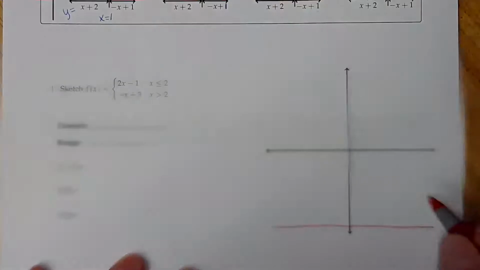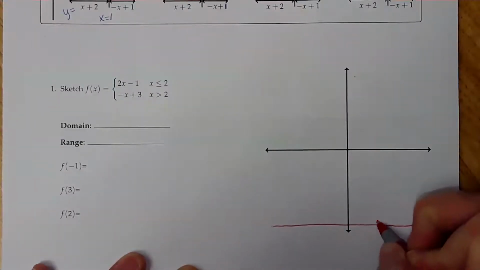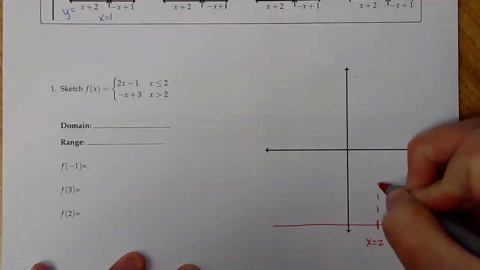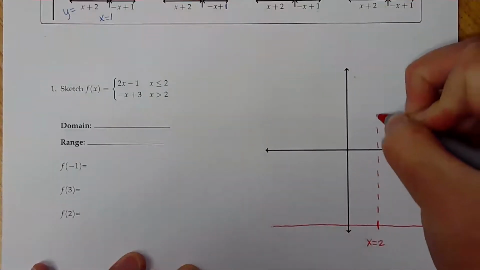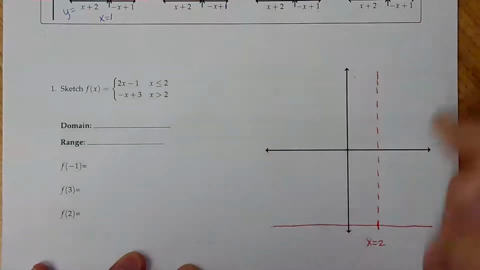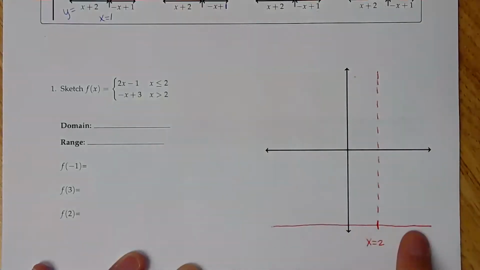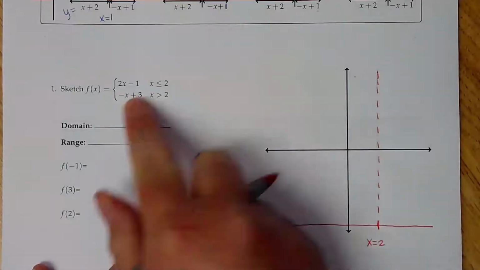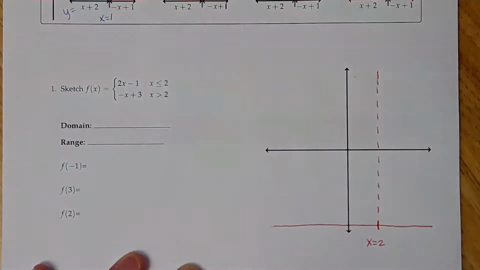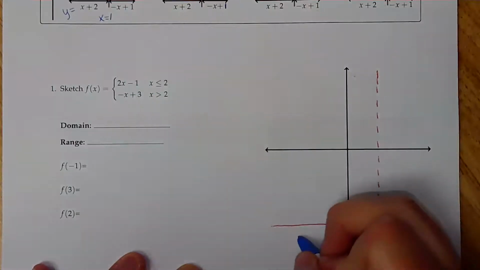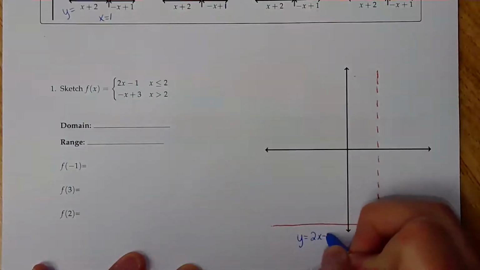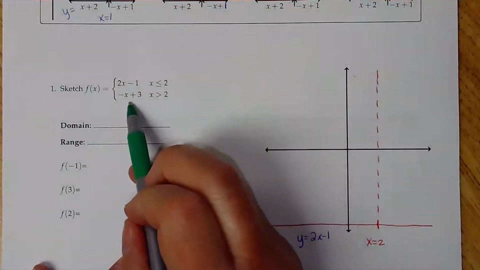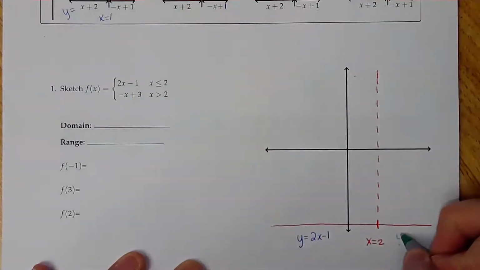So that happens at x equals 2, which is right here. I'm just going to go ahead and put that fence line in here. And then I'm going to put the two functions on either side of this fence line. So for x less than 2, I use 2x minus 1. Switch colors here. So I have y is equal to 2x minus 1. And if x is greater than 2, then I'm using this negative x plus 3.